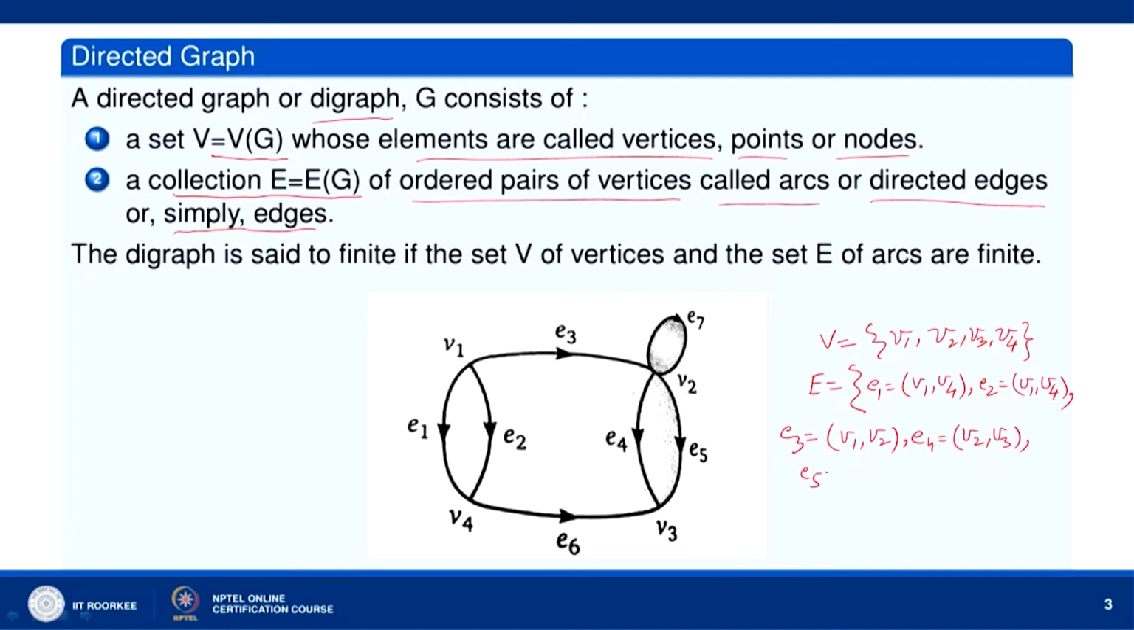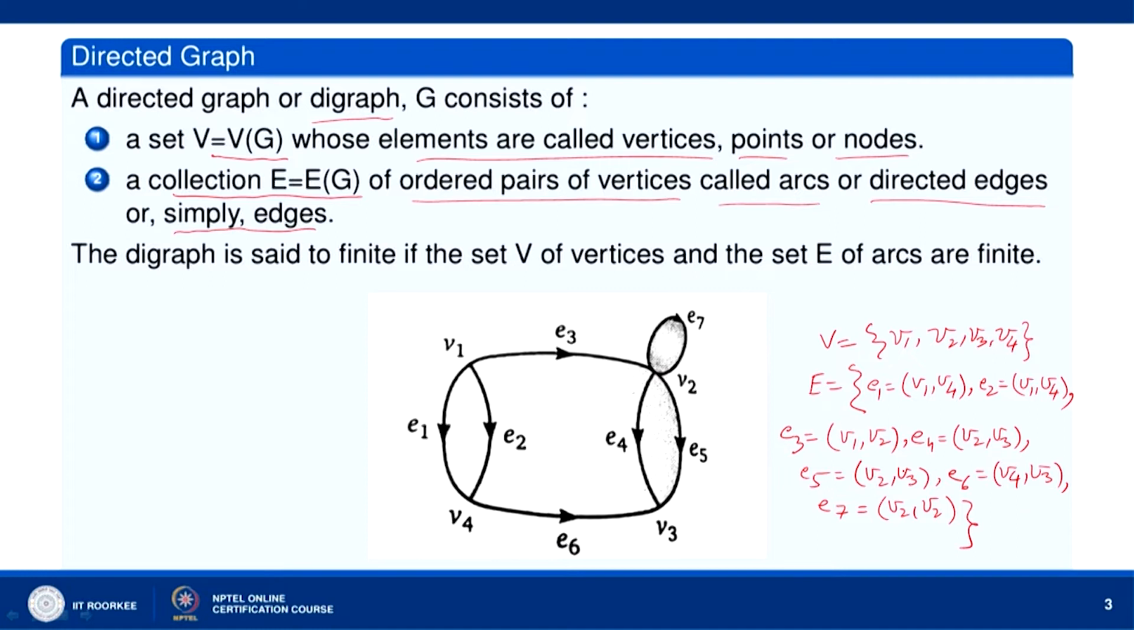E5 is V2 V3, E6 is V4 V3, E7 is V2 V2, it is a loop at V2. So, there are 7 edges E1, E2, E3, E4, E5, E6, E7 which are ordered pairs of vertices.